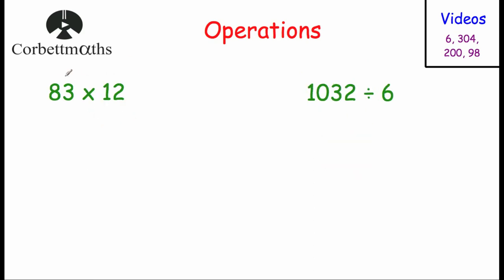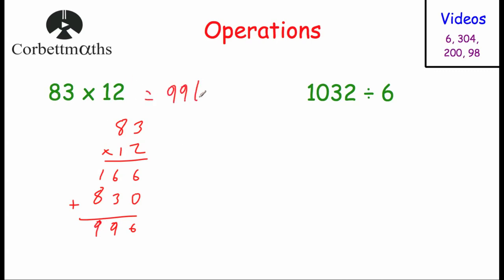Okay, so our next question is 83 multiplied by 12. So I just line them up like so. And then I do 2 times 3 is 6. And then 2 times 8 is 16. So we write 1, 6. So we've done 2 times 83. Now we're going to do 10 times 83. So we'll put our 0 down. 1 times 3 is 3. And 1 times 8 is 8. And let's add them up. 6 plus 0 is 6. 6 plus 3 is 9. And 1 plus 8 is 9. So 83 multiplied by 12 is equal to 996.